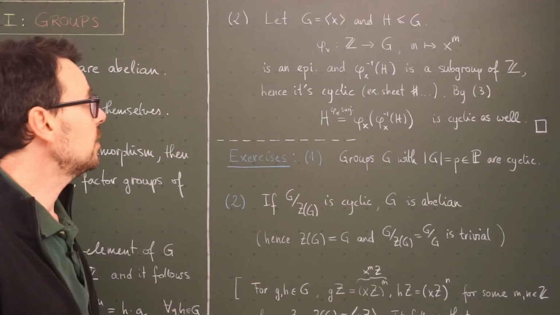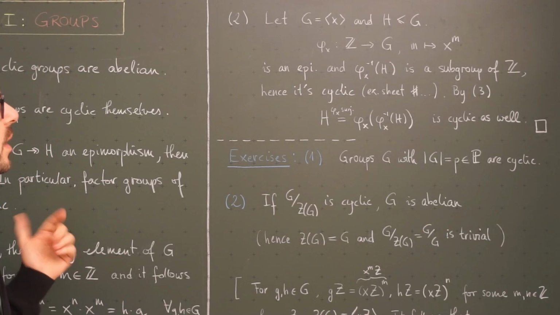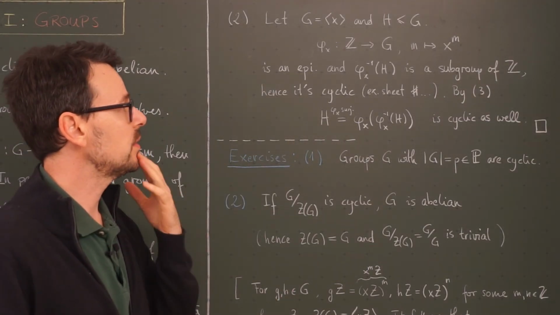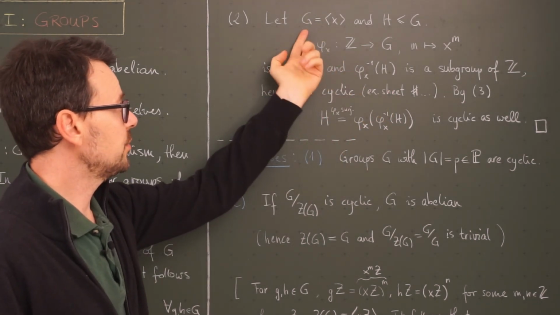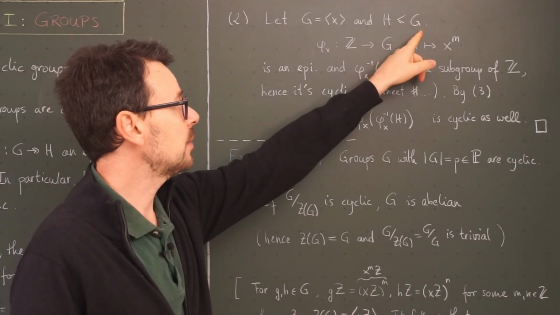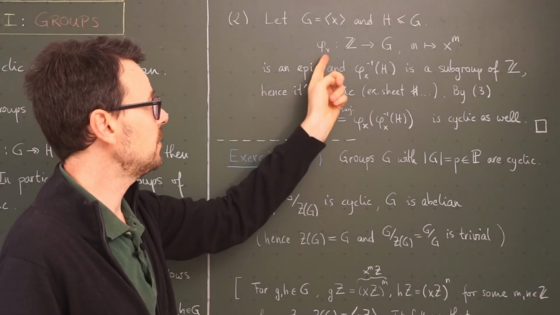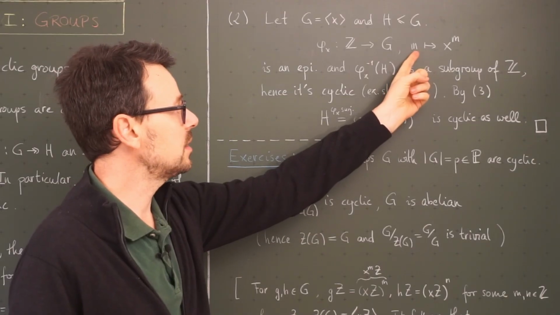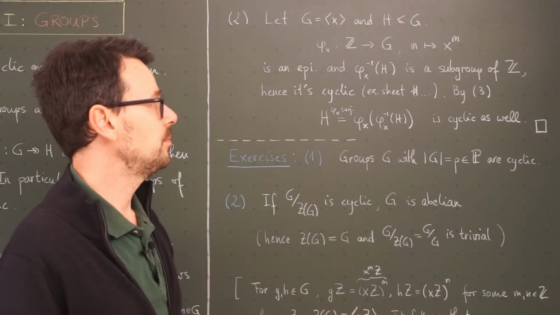So now finally we want to prove that subgroups of cyclic groups are also cyclic. This is a nice general argument. So let G be a cyclic group generated by x, and let H be a subgroup of G. So first of all, we consider the homomorphism phi sub x that goes from the integers to G and simply sends an integer m to the mth power x to the m.